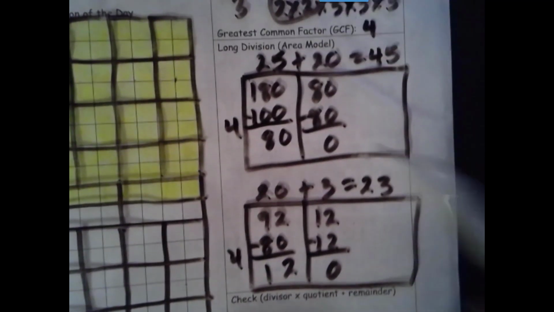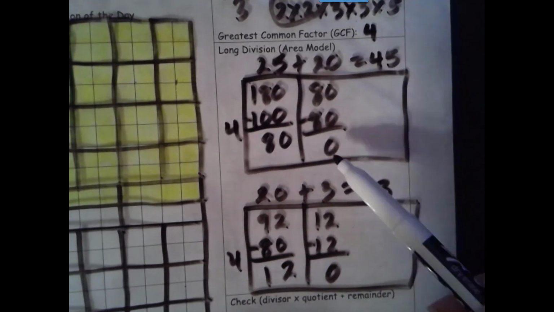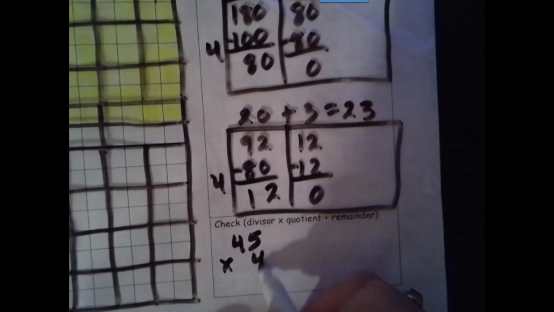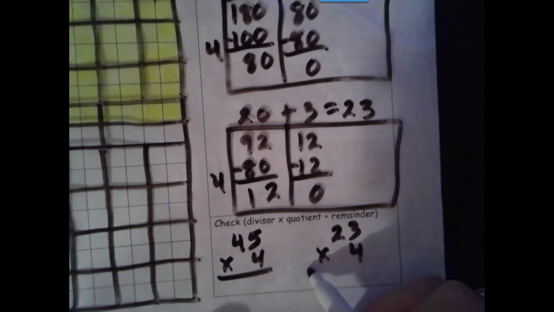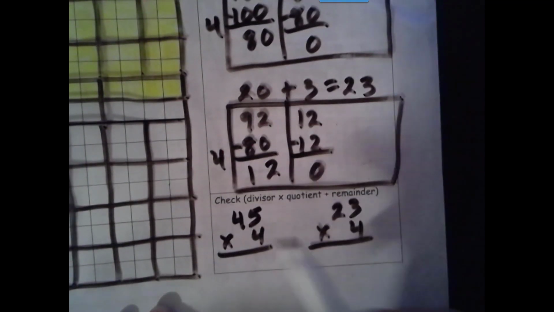Now let's go ahead and check. Divisor times quotient plus remainder. Since our remainder is 0 for both, and the identity property of addition says when you add 0 it stays the same, we don't need to take the time to add 0.